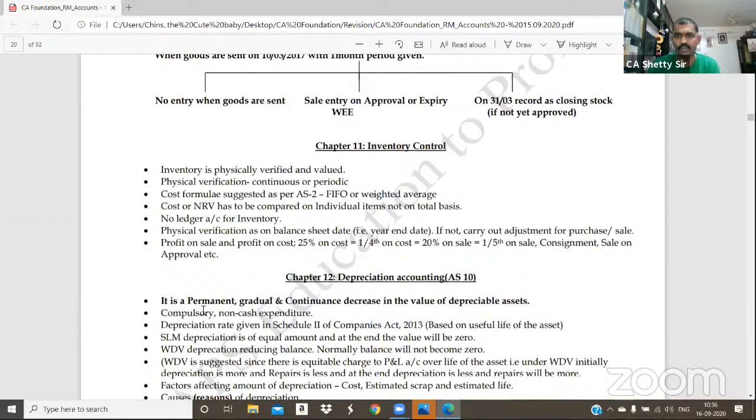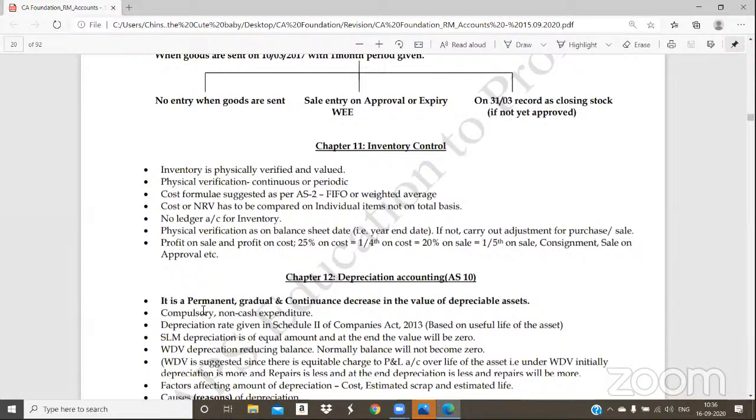Read the sentence, Chetna. Sir, I couldn't complete it. Prajwal, read.